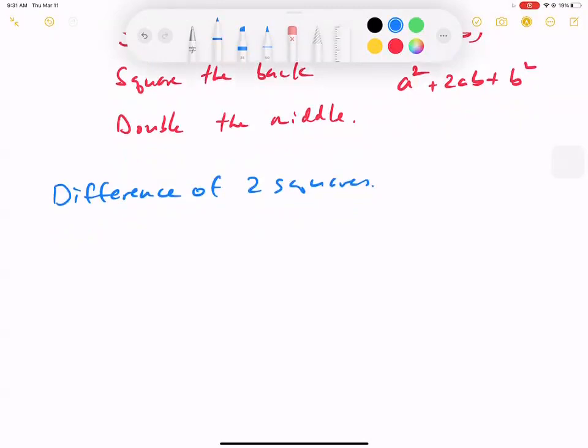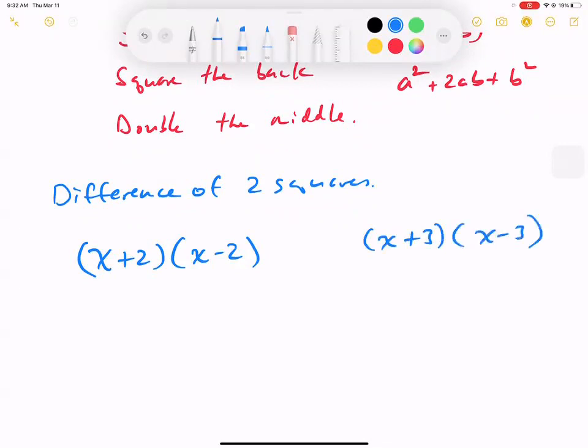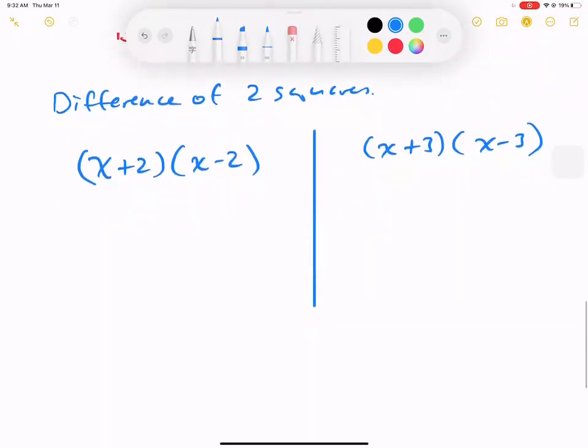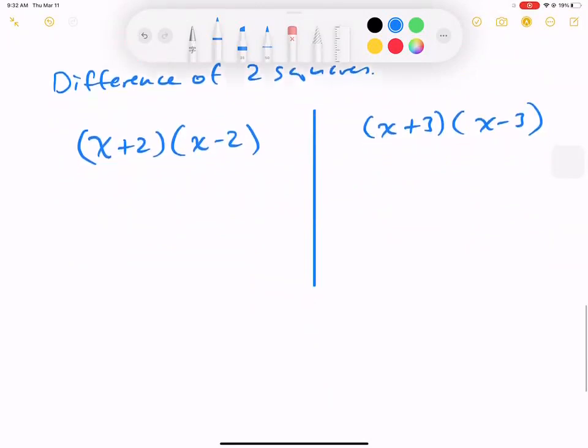So here we go. If I say x plus 2 times x minus 2. What if I say x plus 3, x minus 3? Let's look at these two examples here, and we'll see what happens. They look almost exactly the same, except one is positive, one is negative. And these are even easier than what we looked at before. So this is our second special case. First one is what if they're exactly the same. Second case, what if they're different, but only the middle is different.